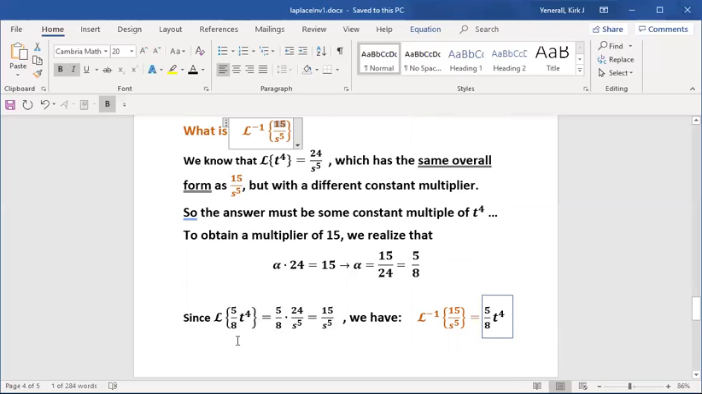Let's check that. If we transform 5/8 times t to the fourth, by linearity, that will be 5/8 times 24 over s to the fifth. Well, 24 times 5 is 120, which divided by 8 is 15. So 15 over s to the fifth. There you go. We have now found the function that transforms into 15 over s to the fifth. It's 5/8 times t to the fourth. So that's our inverse transform. We would say that the inverse transform of 15 over s to the fifth is 5/8 of t to the fourth.